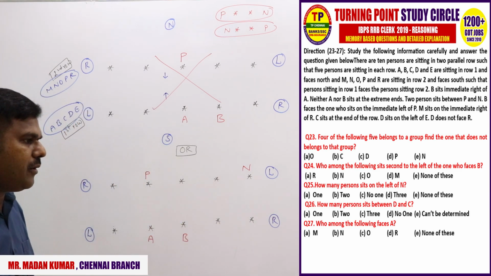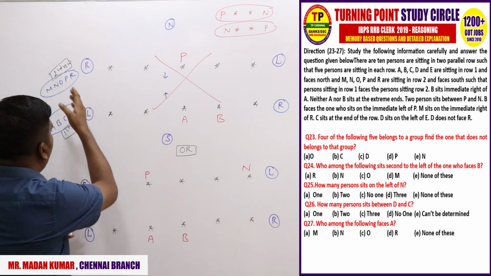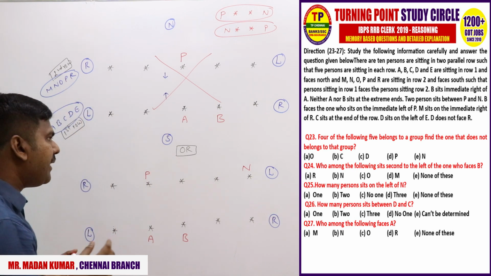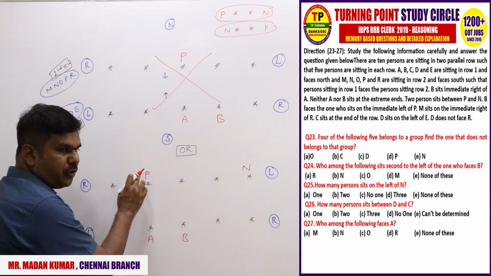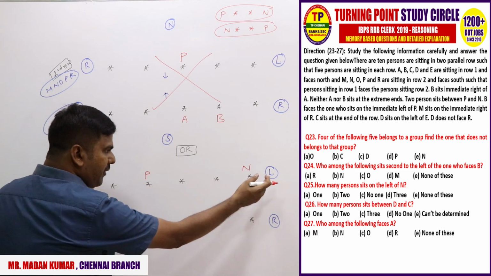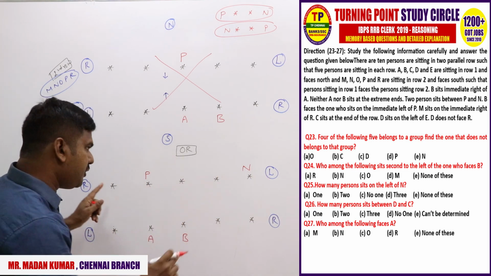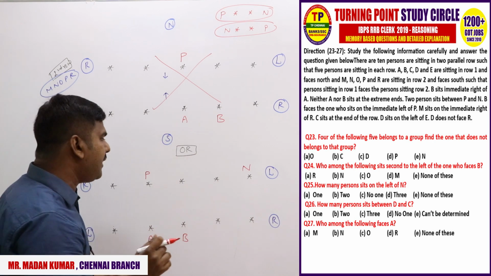Now see what is being given. M sits on the immediate right of R. M sits immediate right of R means M and R must be in the second row. If R is here, the right will be this one, so that is ruled out, because in the opposite row the left and right directions change. So always keep these left and right directions in mind so that we can avoid the confusion.